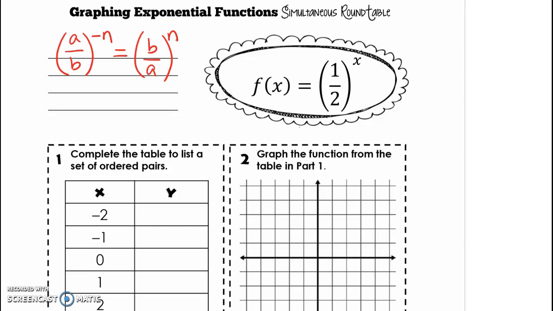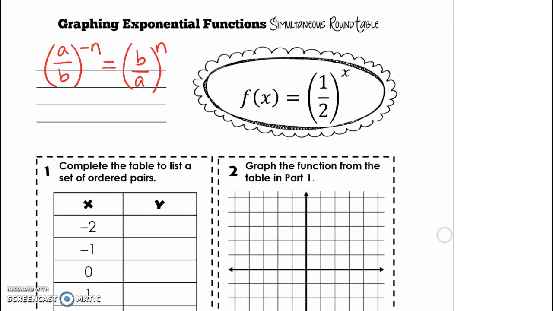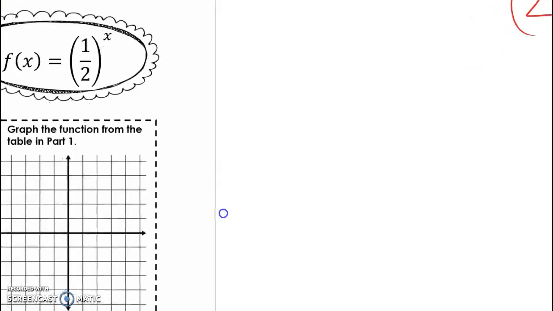Would you like for me to explain why? All right, so I'm going to do an example, but did you write that rule down? You don't have to write my example down, but write that rule down. So here's my example to explain why.